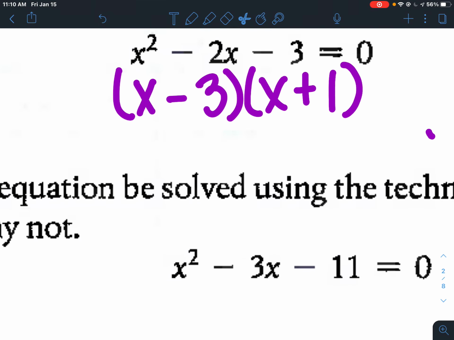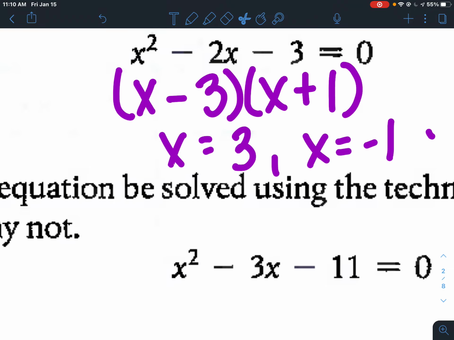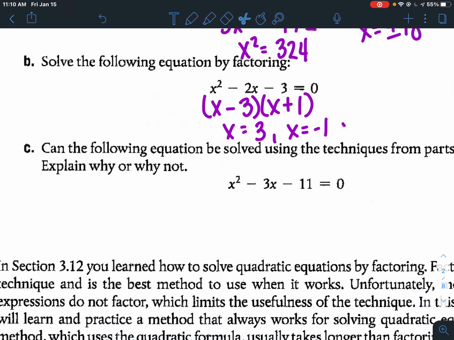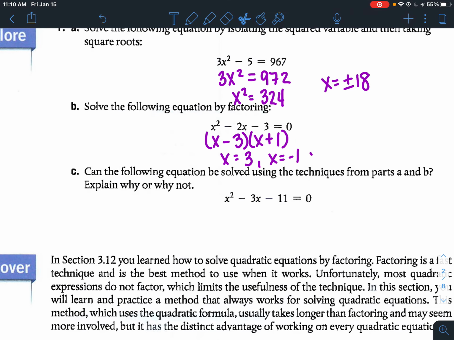x minus 3, x plus 1. We still need to solve for x. So I'm going to take that x minus 3, solve for 0. x plus 1, solve for 0. So x would equal 3. I would set it equal to 0 and add 3 to both sides. And then x plus 1, set it equal to 0. Subtract 1 from both sides. x equals negative 1.